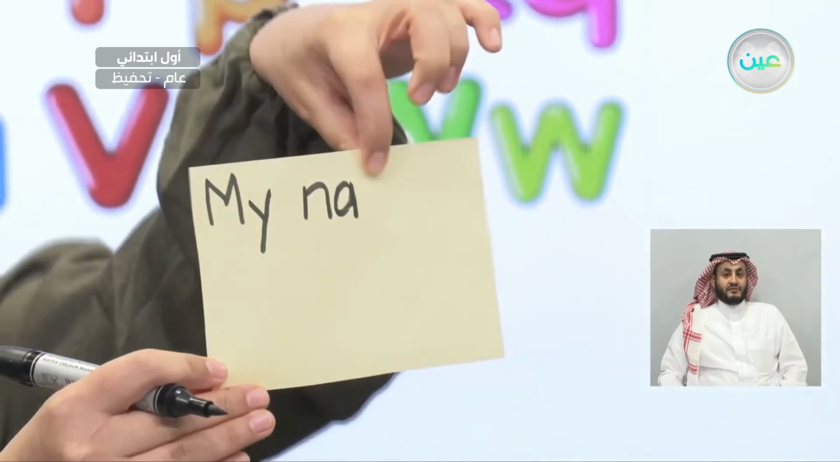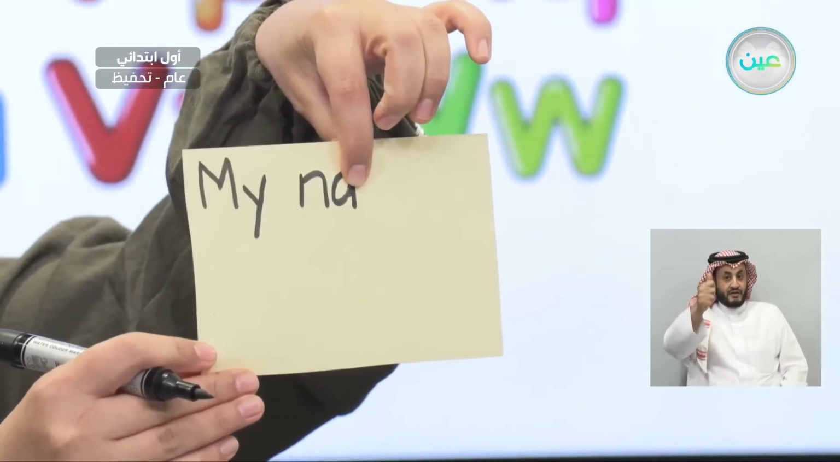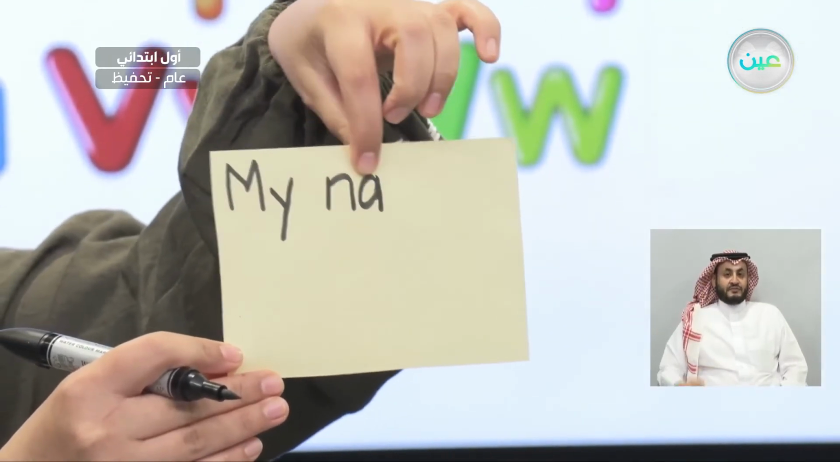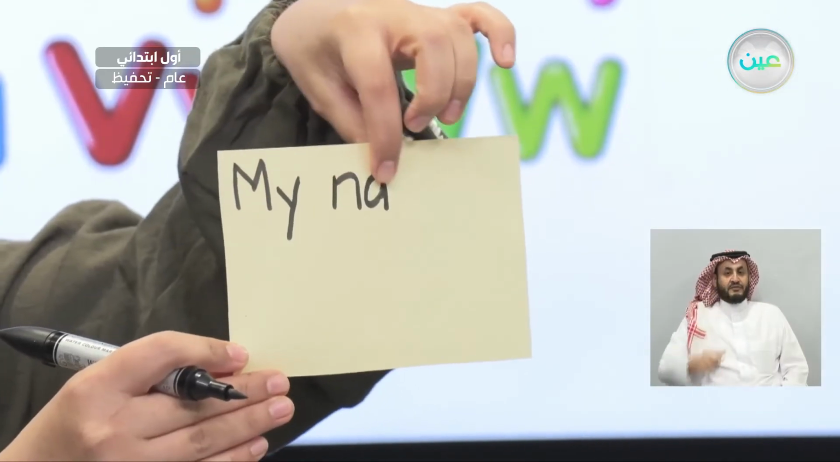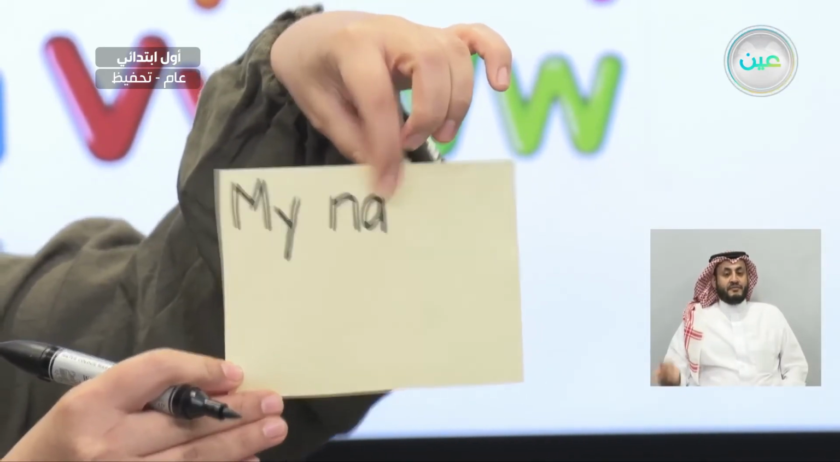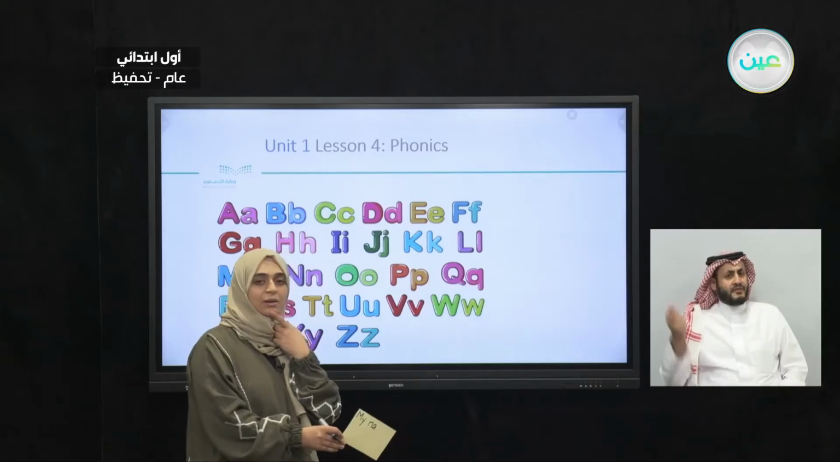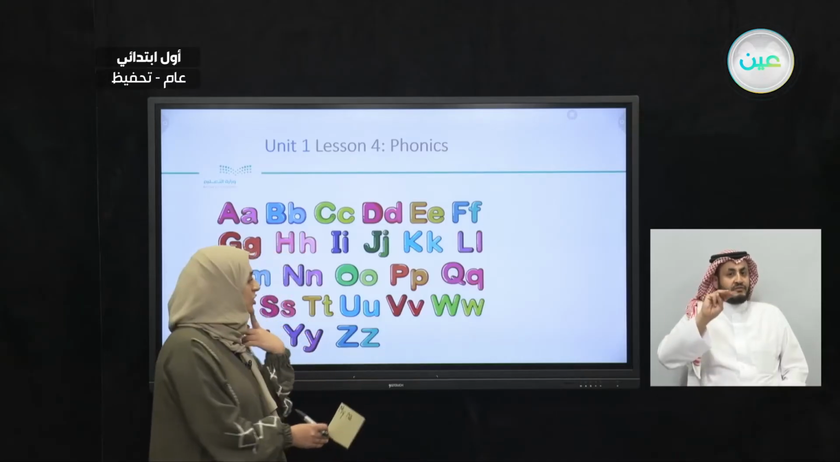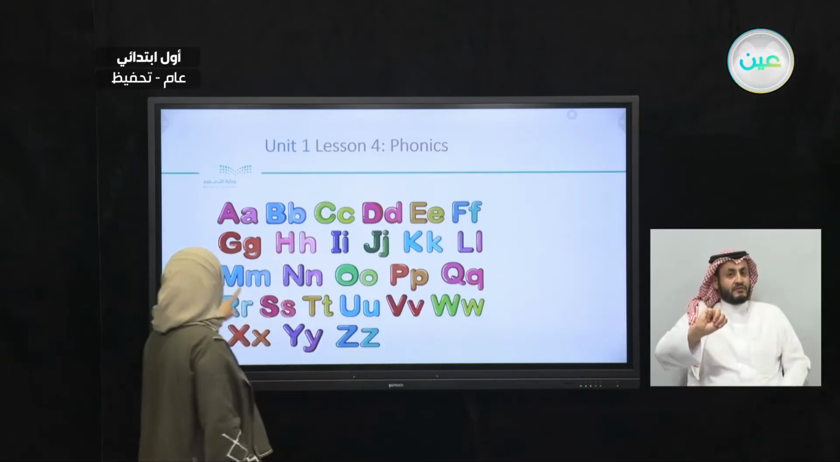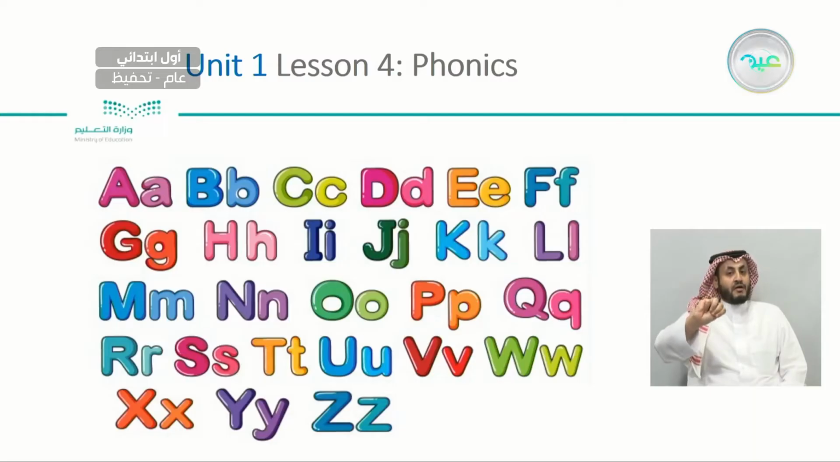Do you see this? N-A. My. N-A. Nay. My name. M. Which letter produces the sound M? Is it this one? No. Is it this one? The letter N. Correct. Sorry, the letter M. Correct. Letter M. M sound.